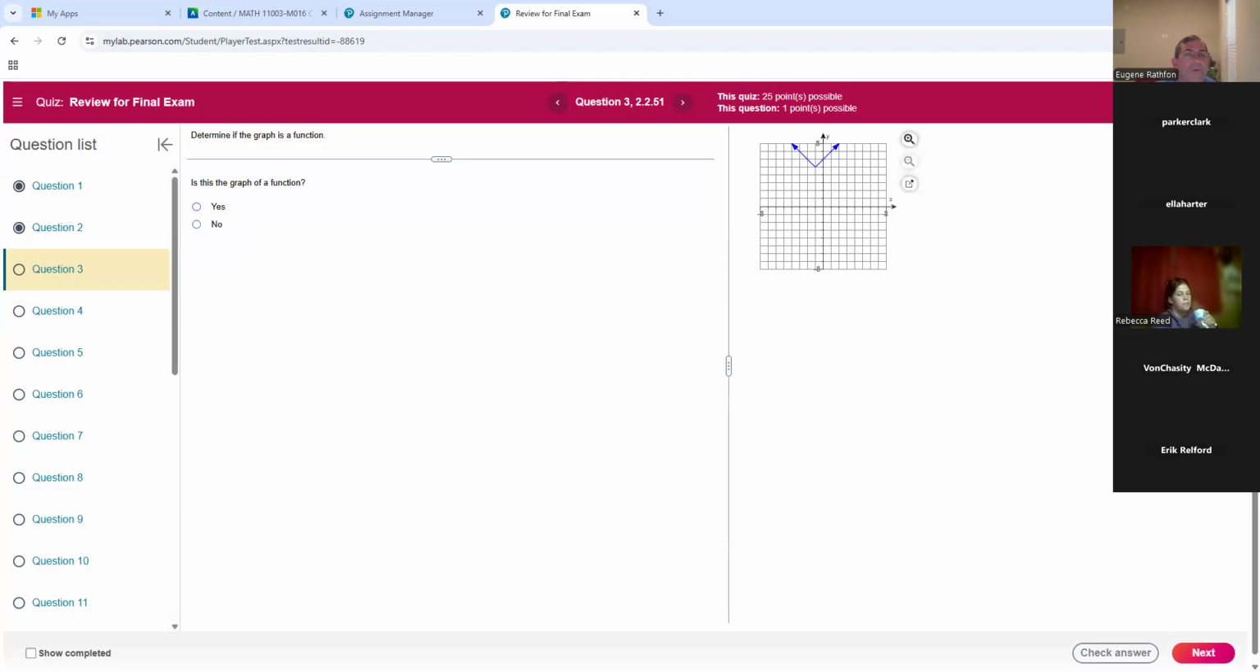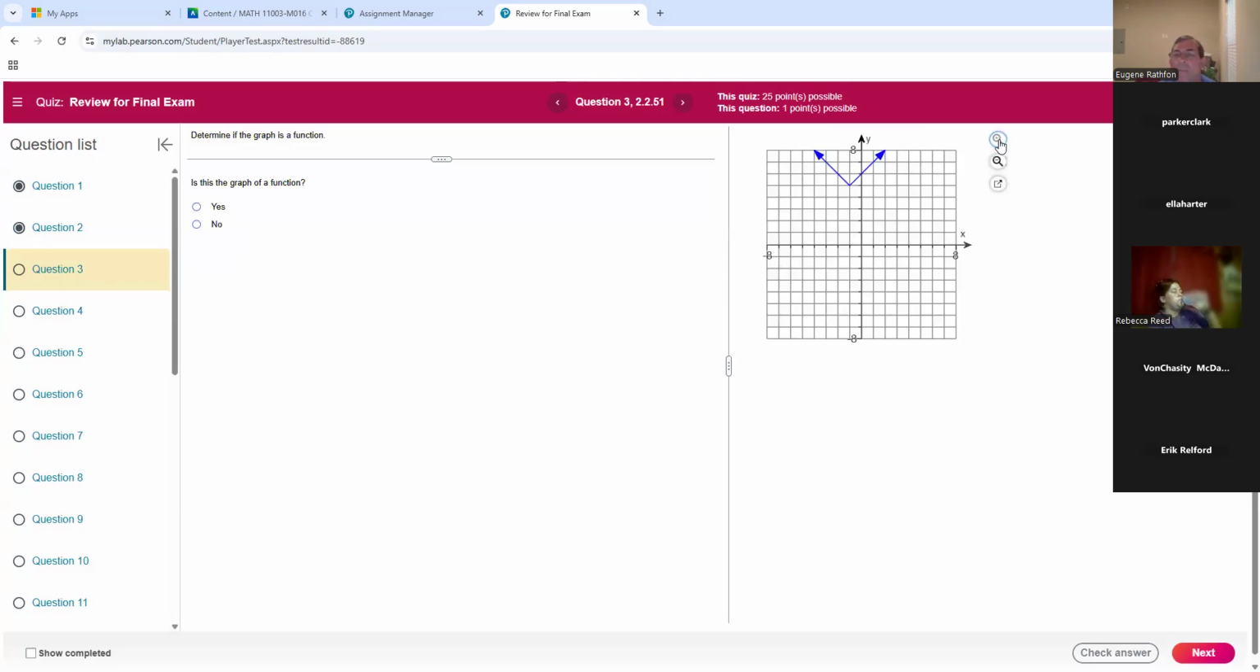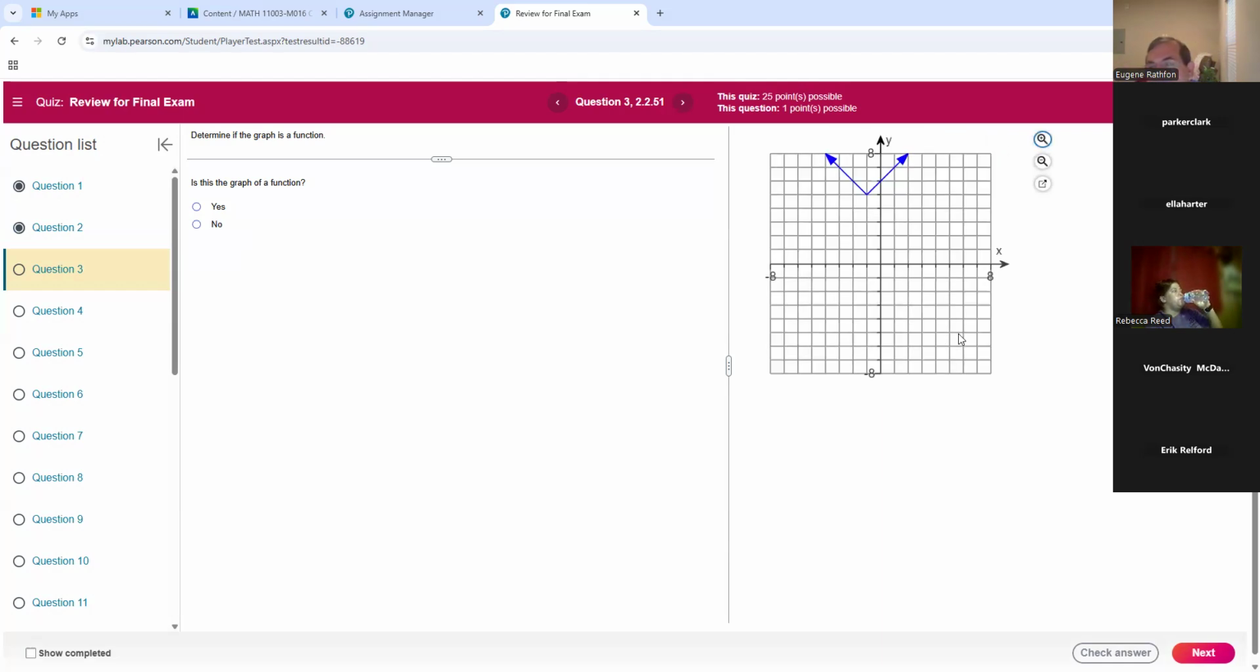All right, y'all, moving on to number 3. Is this a function? So let me make it larger. Y'all, if this is a function, it will pass the vertical line test. And the vertical line test says that if a vertical line can intersect that graph more than once, it is not a function. So y'all think about it. Draw those vertical lines on it.